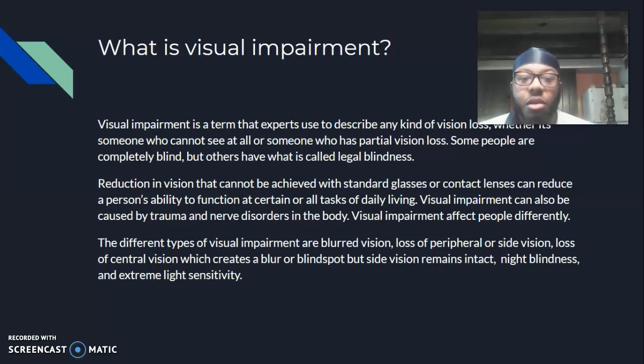Different types of visual impairment are blurred vision, loss of peripheral or side vision, loss of central vision, which creates a blur or blind spot but side vision remains intact, night blindness, probably from beam lights when driving, and extreme light sensitivity.